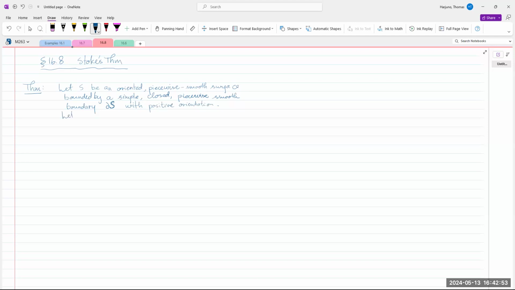and let vector field F be a vector field whose components have continuous partial derivatives in R3 containing S.